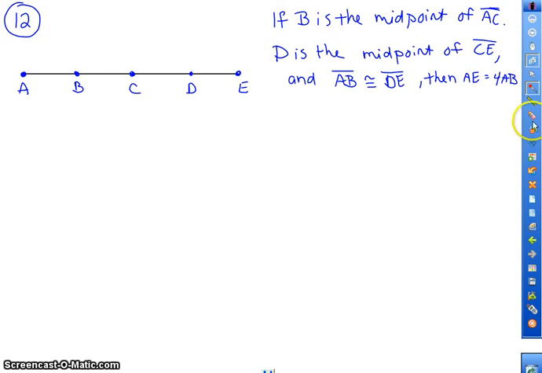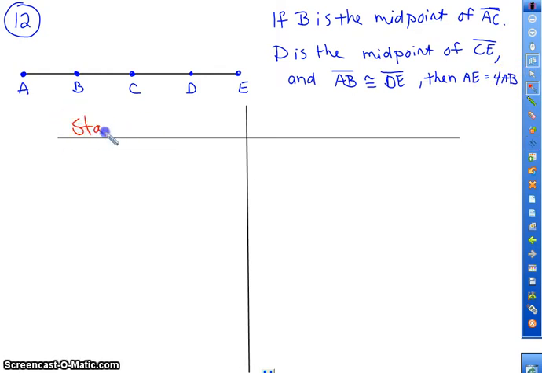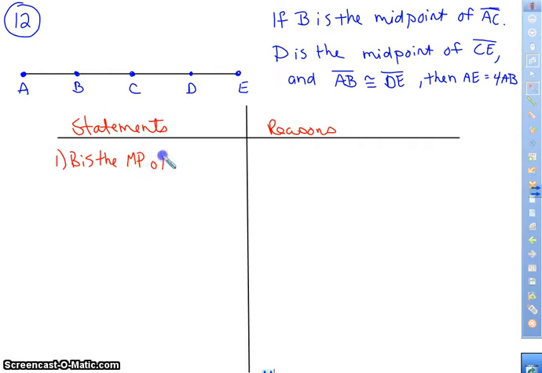So if B is the midpoint of AC, and D is the midpoint of CE, and AD is congruent to DE, then AE is going to equal 4 times AB. So, statements, reasons. Okay, let's put our given. So B is the midpoint of AC.